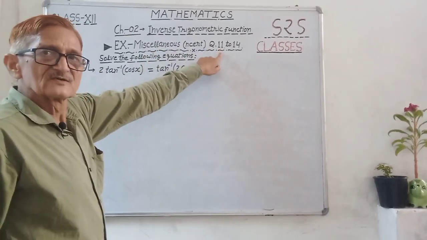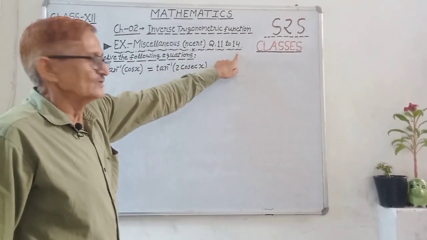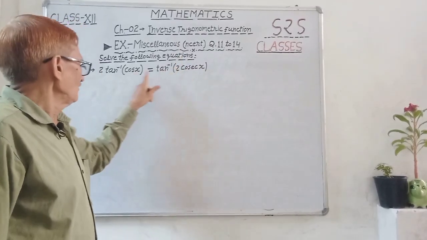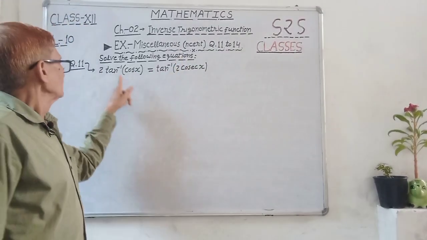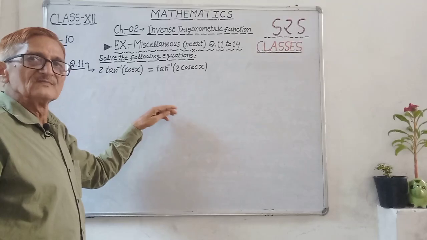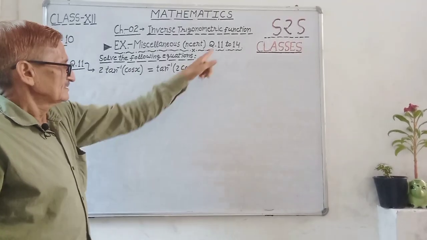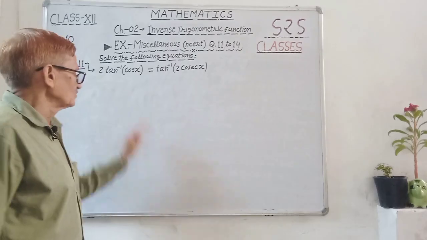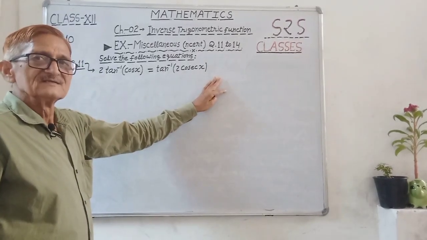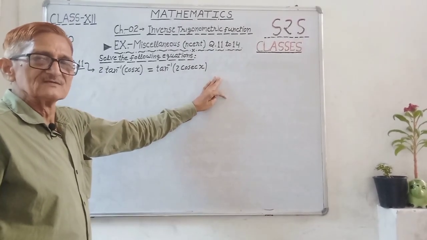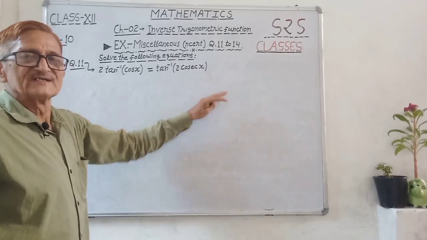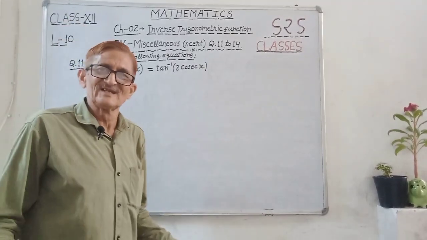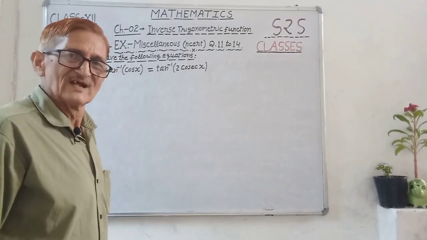Miscellaneous exercise question number 11 to 14, NCERT book. Okay, now question 11. From 11 onward, all questions say solve the following equations. These are trigonometric equations. We have to solve, which means find the value of x. Clear that? Solve any equation in variable x.